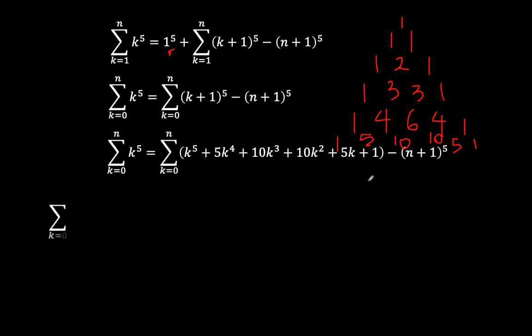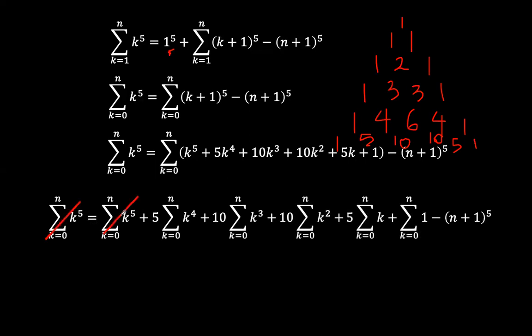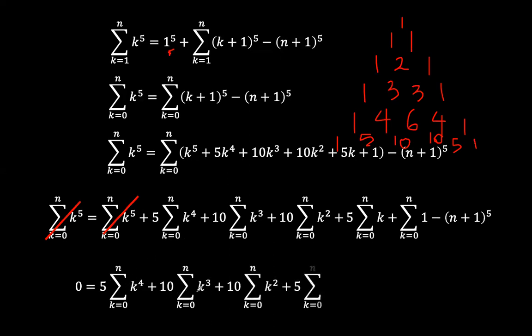Okay. So now when we expand this, we now see that these two terms are the same. So we can cancel this out, and now we are left with 0 on the left-hand side. Now we have 5 times summation of k to the power 4 plus 10, summation of k to the power 3 plus 10, summation of k squared plus 5, summation of k plus summation of 1 minus the n plus 1 to the power 5.